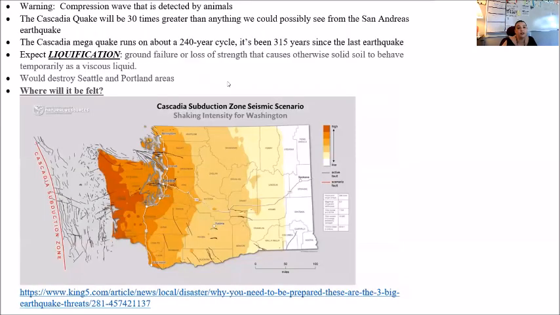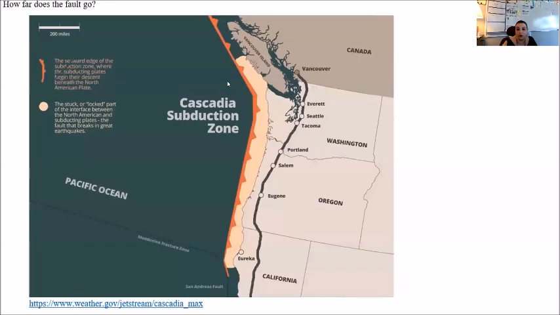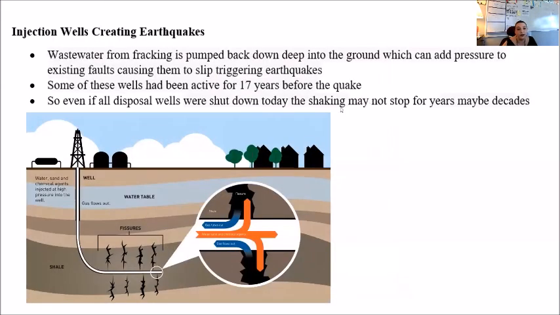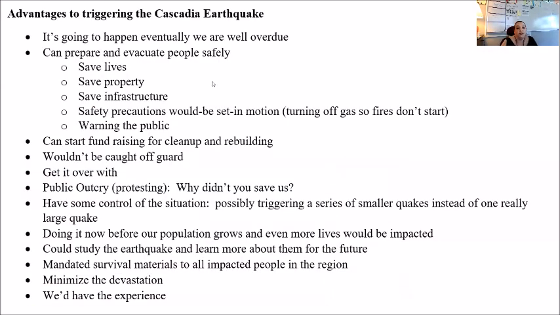Okay, so these are some of the things that could happen if this huge earthquake were to occur, which is why we started talking about what would be the advantages. When we looked at the advantages, a lot of you kept saying, well, it's going to happen, right? We're well overdue. And if we were to trigger it, then we could prepare, we could evacuate, we could get people safe, we could turn off gas and power lines and stuff like that, save some infrastructure. Safety would be the huge thing. We could warn people, educate them, get them out of here, start fundraising now for the cleanup and rebuild. Basically, we wouldn't get caught off guard.